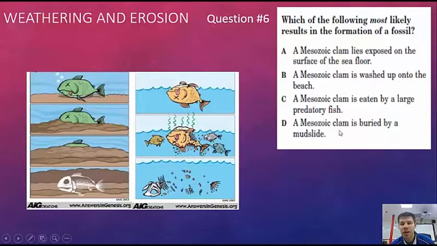But what if a Mesozoic clam is buried by a mudslide? And as it's trapped in that mud lithifies and turns to rock, and then you have a fossil. So the answer is D.